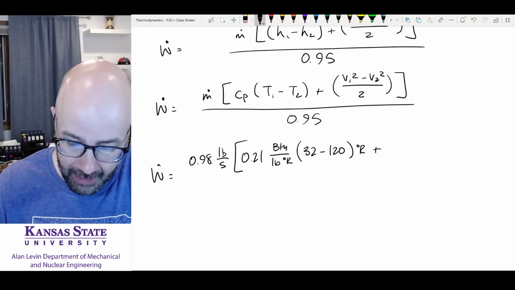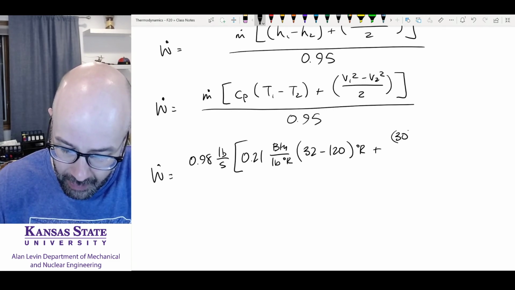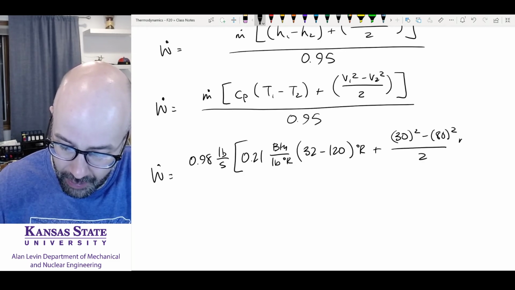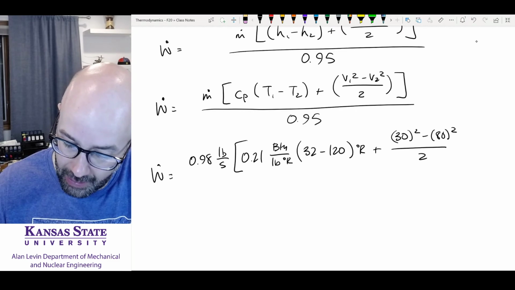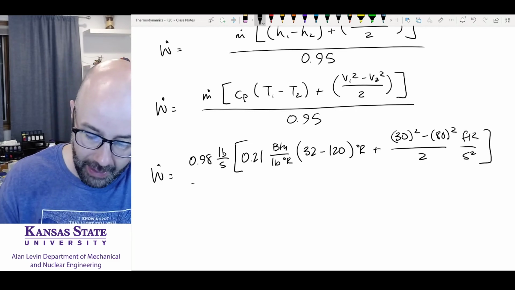My velocity change there is going to be 30 squared minus 80 squared divided by 2, and this is going to be feet squared per second squared, since we're in English units. And we're going to divide this by 0.95.